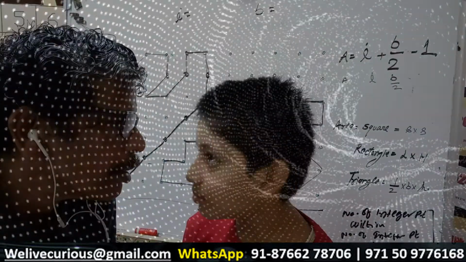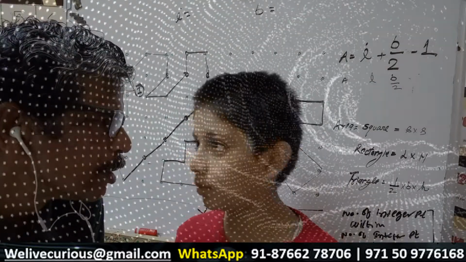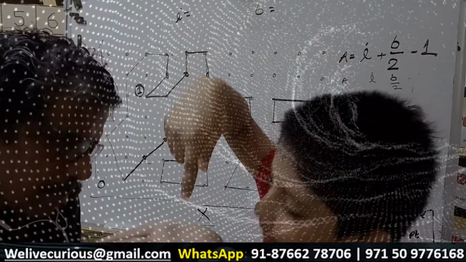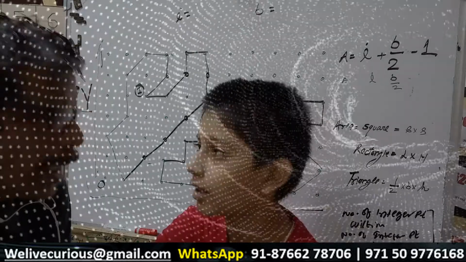Area. Does a line have an area? No. Does a point have an area? No. A point is just like a point, like here. Okay. So what has an area?